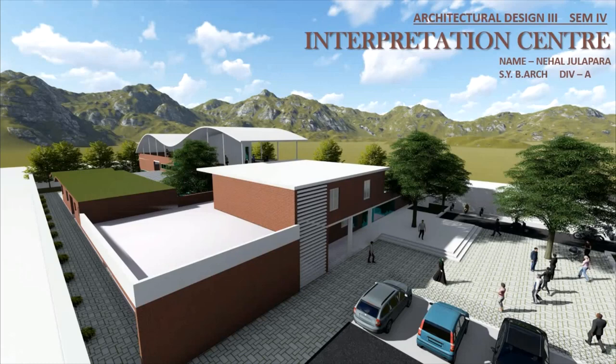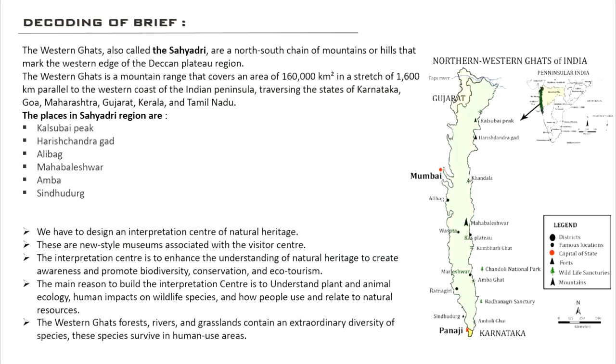Today I am here to explain architectural design of 4th semester, that is Interpretation Center. The north-south chain of mountains or hills that mark the western edge of the Deccan Plateau region are the Western Ghats. Western Ghats are also known as Sahyadri.